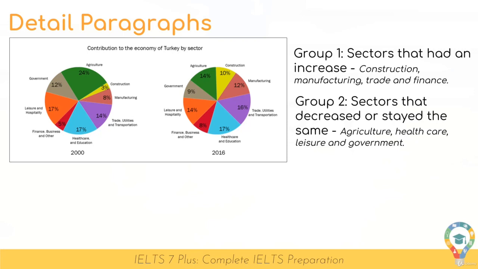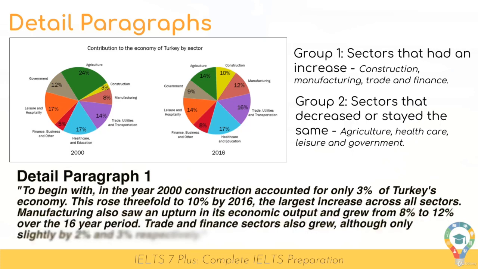I've decided to split into 2 groups by the sectors that increased and the sectors that decreased or stayed the same. This means I can write a paragraph for each of my 2 groups. Here is my first detailed paragraph where I'll report on group 1. Please do pause the video and read through this detailed paragraph. You may notice that I'm going to describe all 8 sectors, but it's worth remembering that often you don't have to describe every single piece of data.